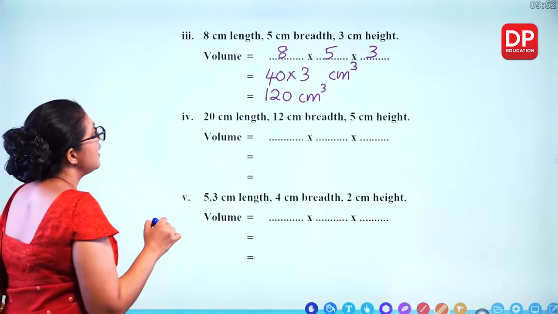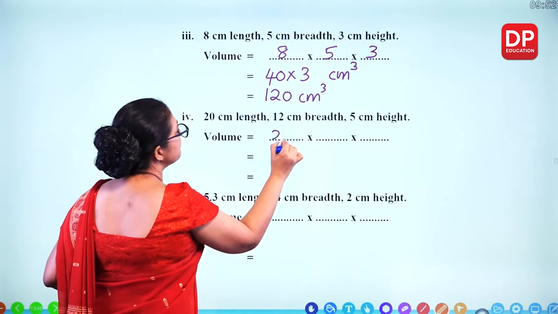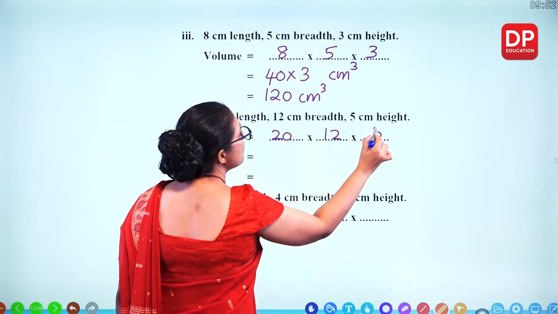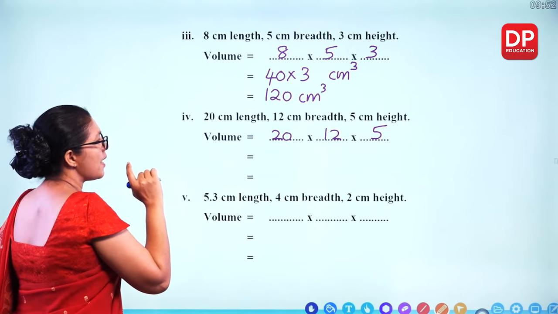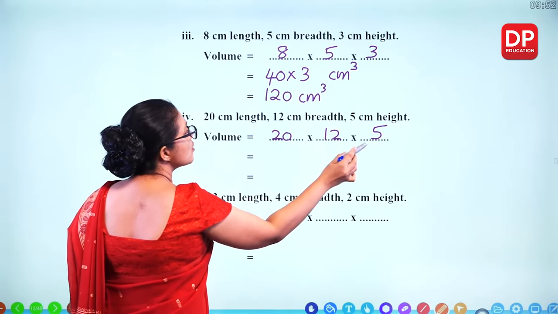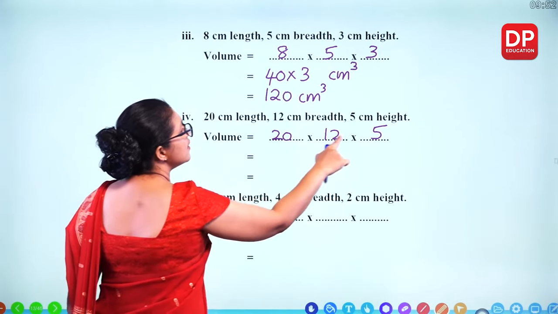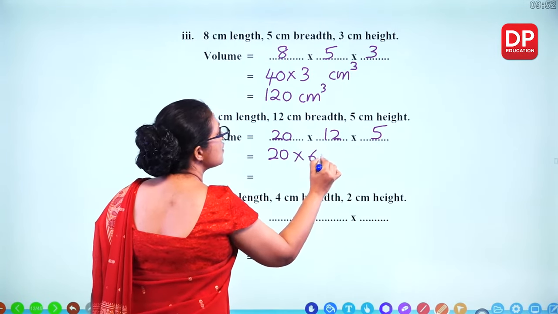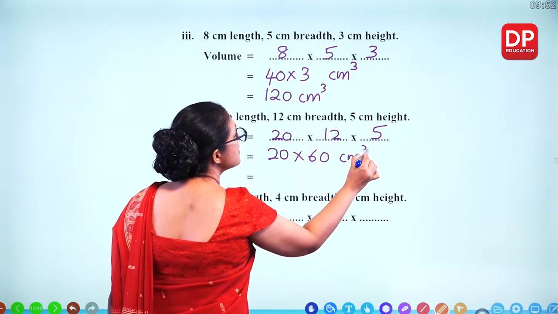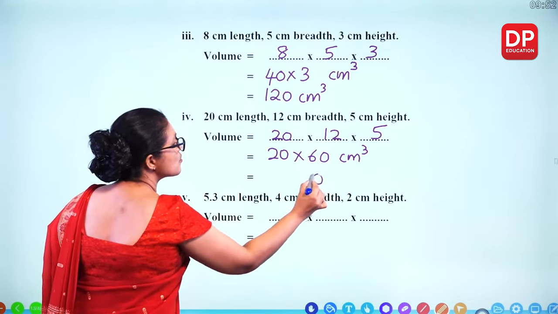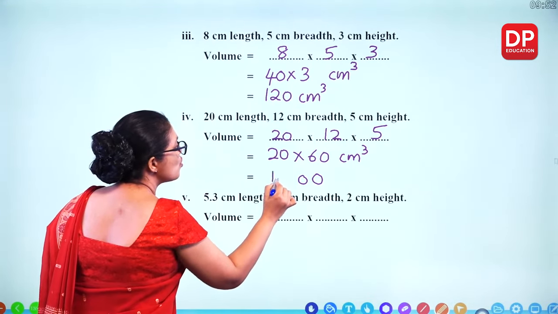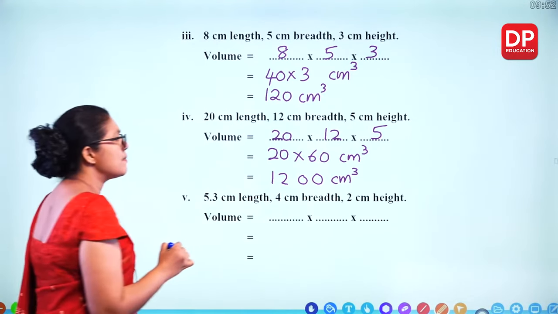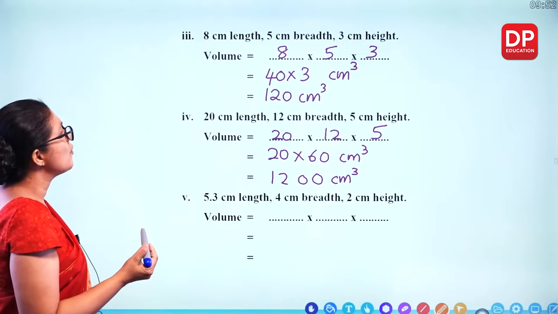Next one. Length 20, breadth 12, height 5. Multiply. 12 times 5, you get 60. So 20 times 60. What's the unit? This is cubic centimeters. Two zeros and 6 times 2, 12. 1,200 cubic centimeters is the volume of this cuboid.